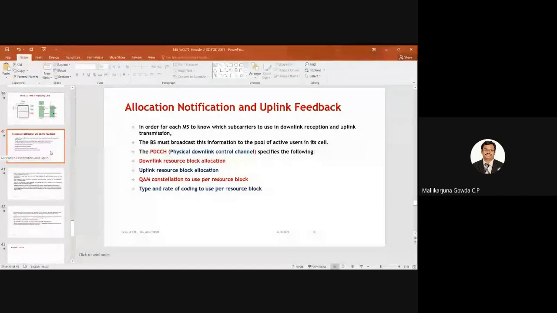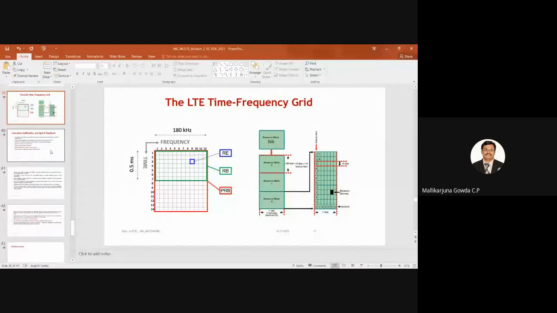Yeah, to continue with the morning class. So I was discussing this LTE time frequency grid, right? I hope people have understood this. What is this time frequency grid?